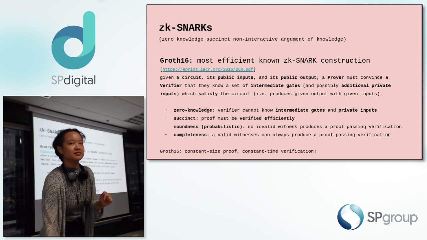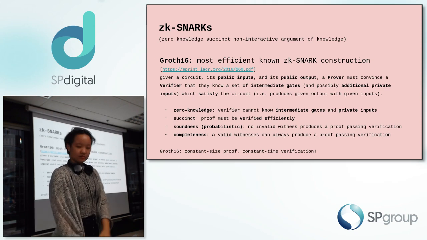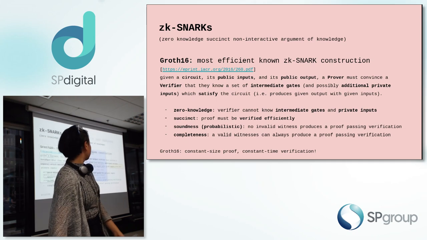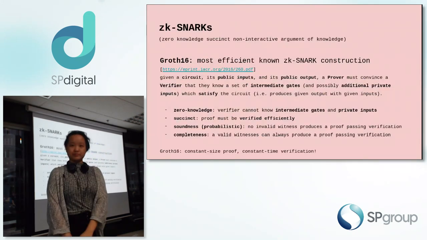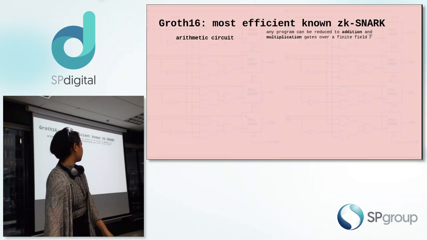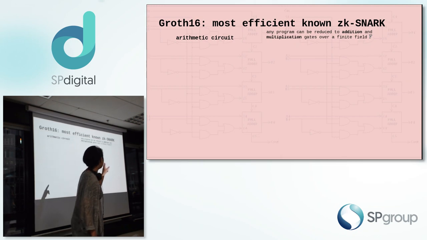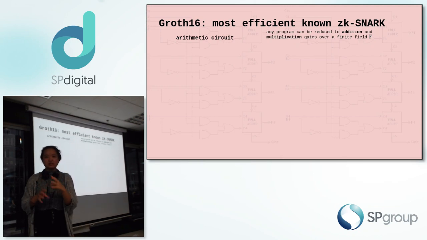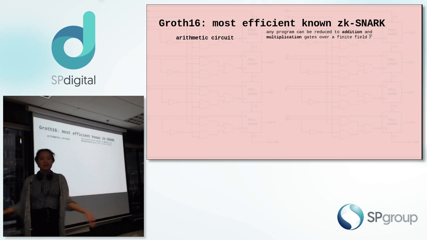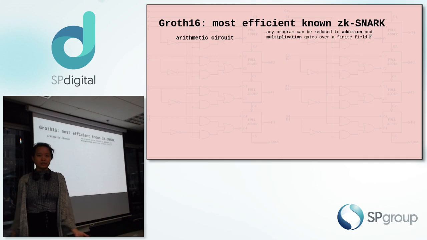Any questions? Yes. When you talk about circuits as a computational model, how expressive is it? Can we compile a program in a Turing complete language into a circuit, and can these compilations exist? Yes. There's a theorem that any program can be reduced to a circuit, basically addition and multiplication gates over a finite field. But the caveat is that this field has to be large enough to contain your computation.